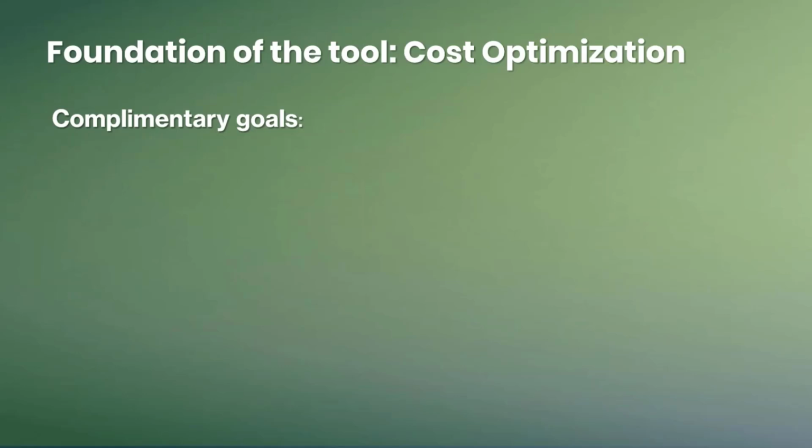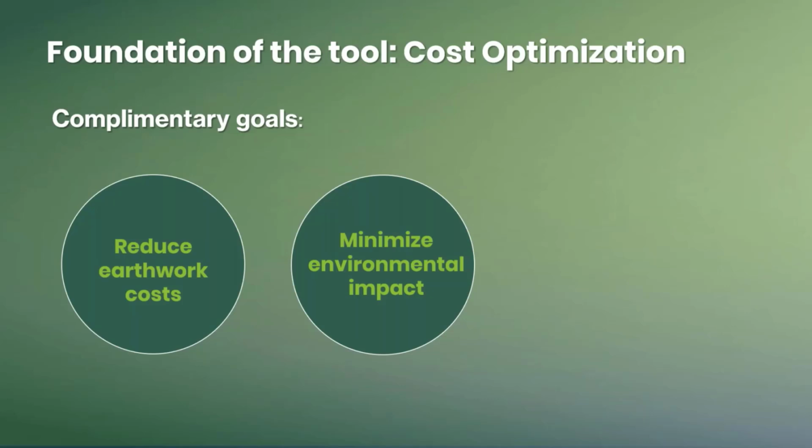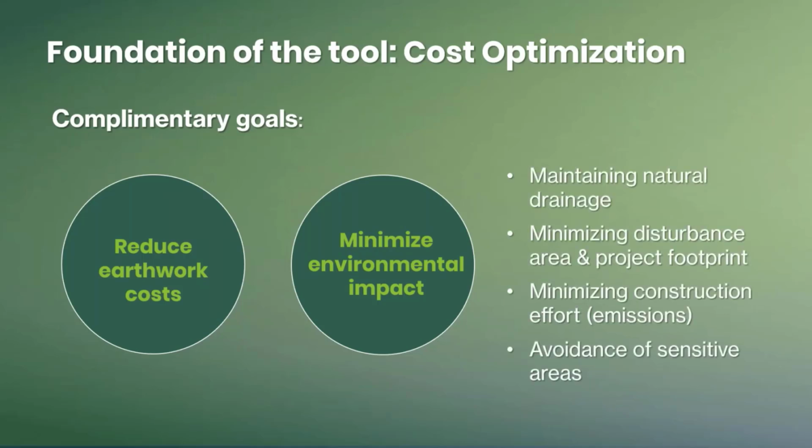But this is one of those, I'm going to say, really unique scenarios where minimizing cost is actually really complementary to another goal that most of your projects probably have, which is minimizing their environmental impact. So when we maintain natural drainage, we minimize our disturbance area, our project footprint. We're going to minimize earthworks, which minimizes emissions and construction effort. And Path Explorer allows us to account for, say, environmentally sensitive areas and make sure that our road locations are not going through them. So really a lot of positive things that can come out of leveraging Path Explorer when you do it correctly.